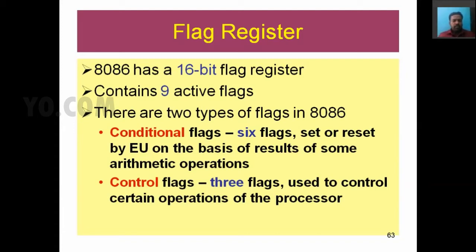In that, 9 active flags are there. Okay, totally 9 flags are there. There are 2 types of flag in 8086. One is the conditional flag and another one is the control flag. Conditional flag is 6 flags. It is set or reset by the execution unit on the basis of the result of some arithmetic operations. Okay, that is a conditional flag. Control flag means 3 flags, that is used to control certain operations of the processor. Okay, these are the flag registers.